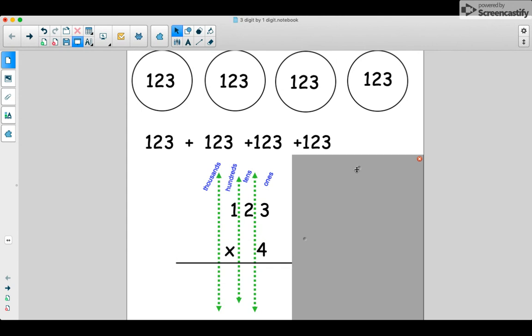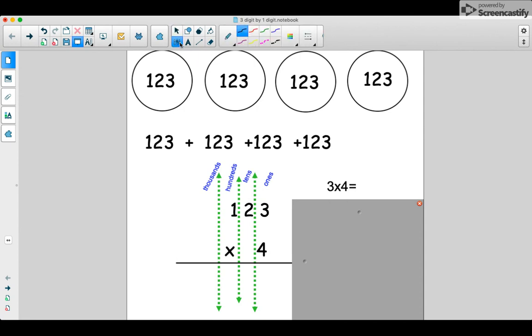So I'm going to start with 3 times 4. I know it's a 3 and a 4 because it's in my ones place. So 3 times 4 would give me an answer of 12. Now when I look at the number 12, I know the 2 is in the ones place and the 1 is in the tens place. So that means my 2 is going to go in my ones place and my 1 is going to go in my tens place. So then I'm ready to keep going forward.